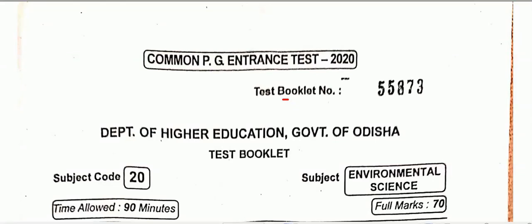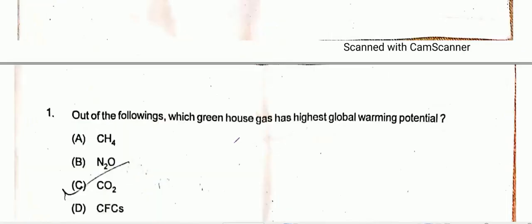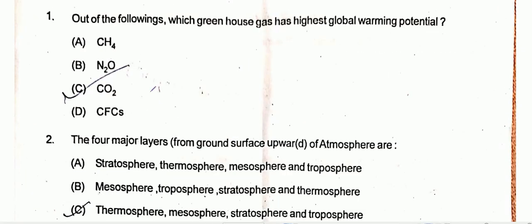So in this video we will discuss the common PG entrance test for environmental science from question number 1 to 35. So first question number 1. Out of the following, which greenhouse gas has the highest global warming potential? So option D is the correct one, that is CFC.